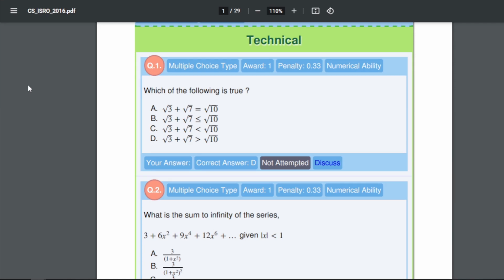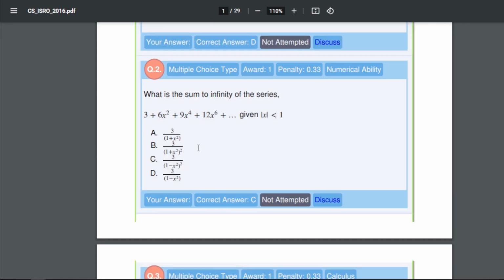So the first question is, which one of the following is true? There is some mathematical expression, and we have to find which one is true. Here the answer is D. If you solve this equation, root 3 plus root 7 will definitely be greater than root 10. So D will be your answer.